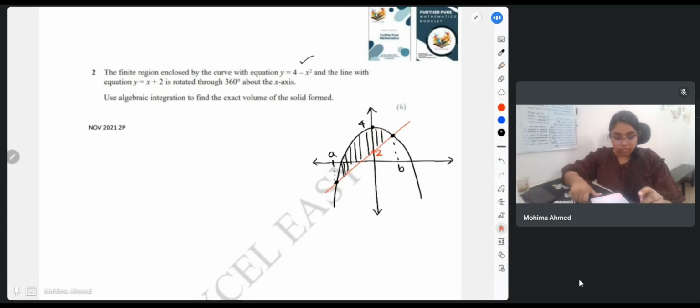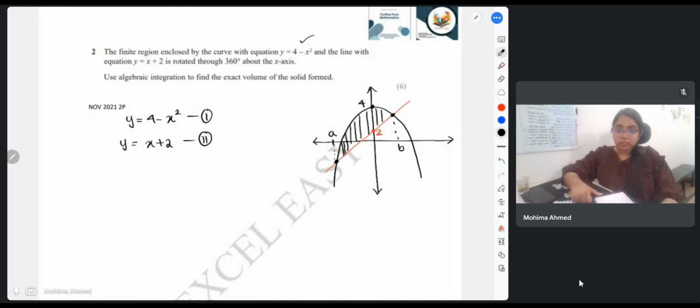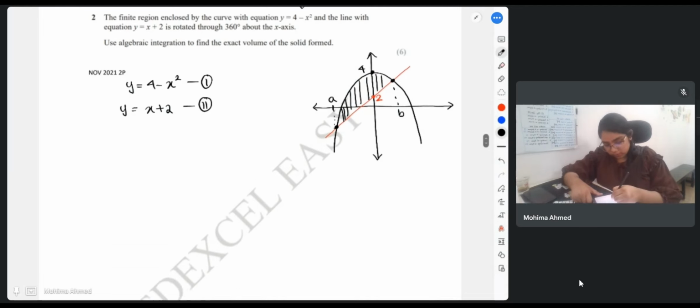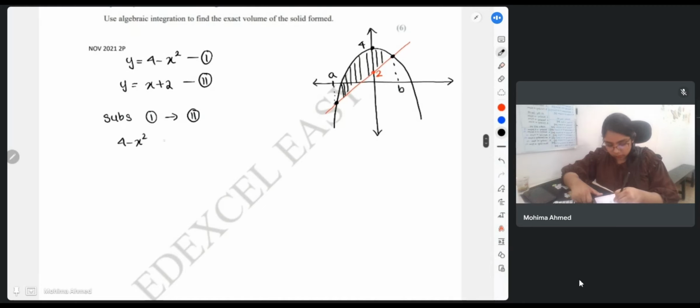So we will first start by finding the coordinates of the intersecting points. Now we have the equation y equals 4 minus x square. This is the first equation, and y equals x plus 2. This is the second equation. With these two equations, you have to use substitution, so substitute 1 into 2. Now you have 4 minus x square equals x plus 2. If you arrange everything on one side, it will look like x square plus x minus 2, because 2 minus 4 is minus 2, equals 0.